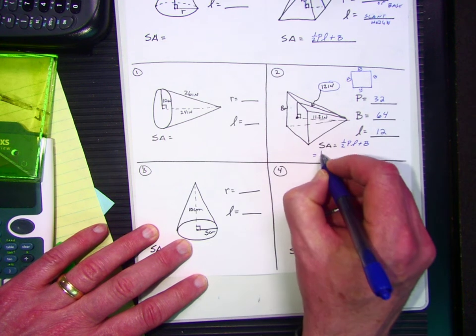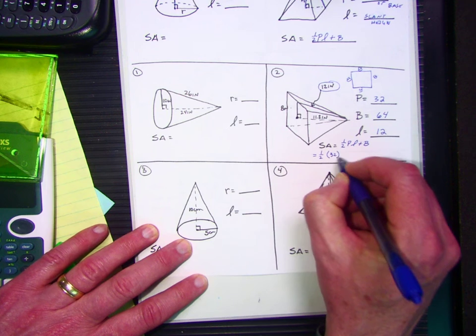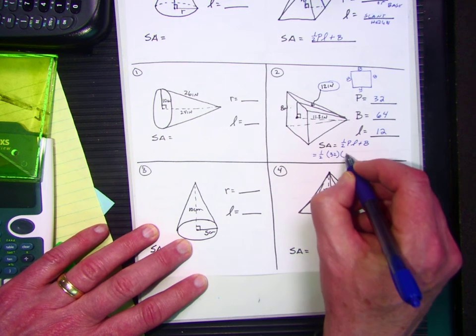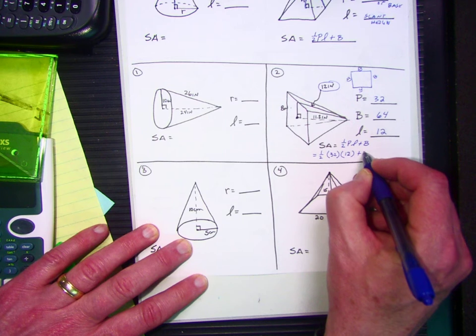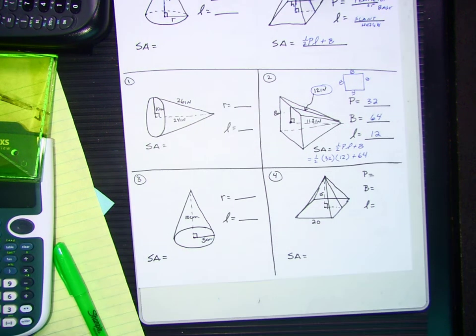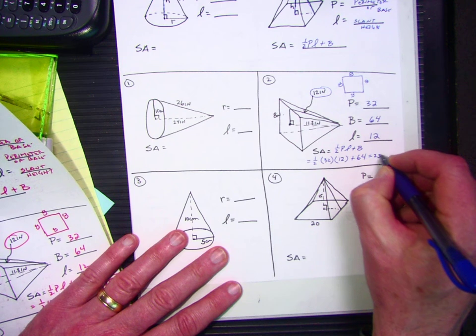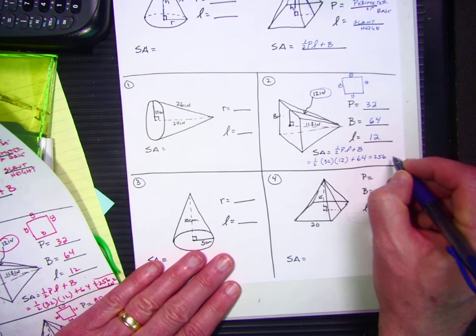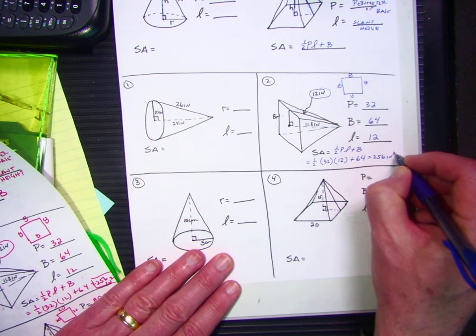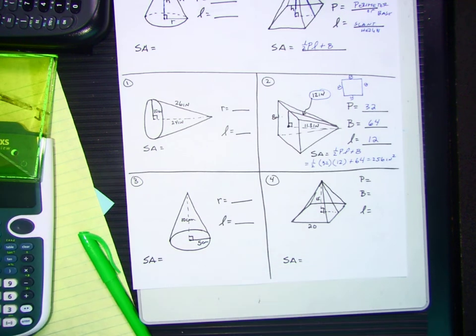So that's 1/2 of 32 times our slant height, which is 12, plus B, which was 64. If I multiply it out and add it together, I would get 256, and that would be inches squared, because surface area, as we know, is area, so it's a unit squared. Okay, all right, so now we're going to jump down to number 4.